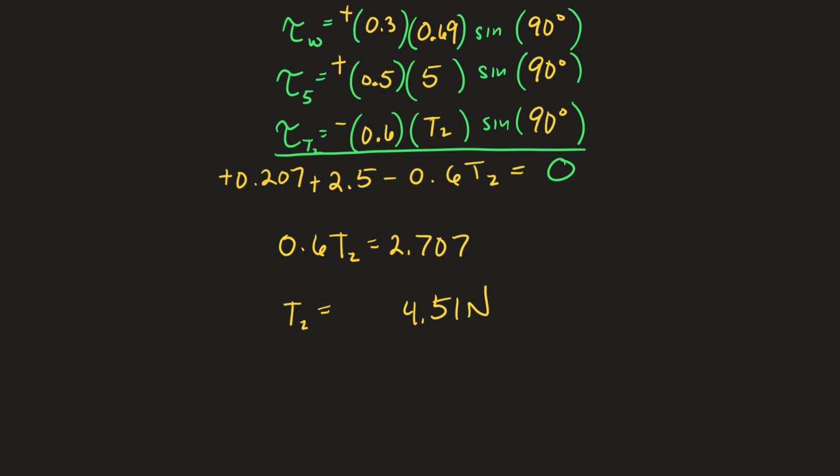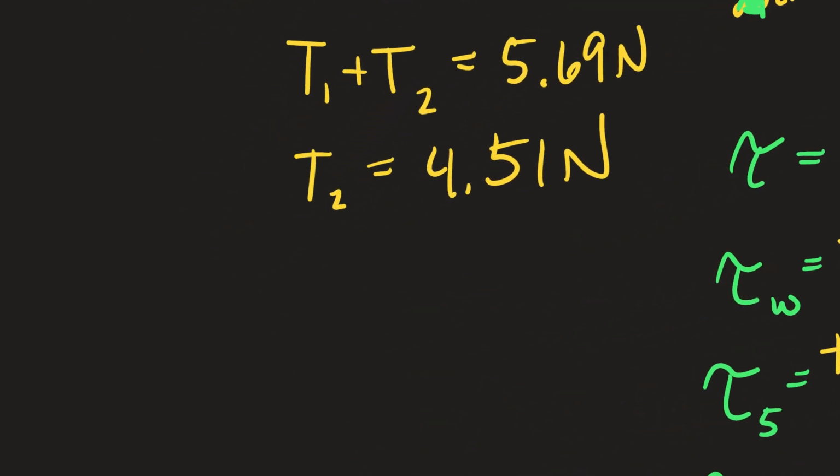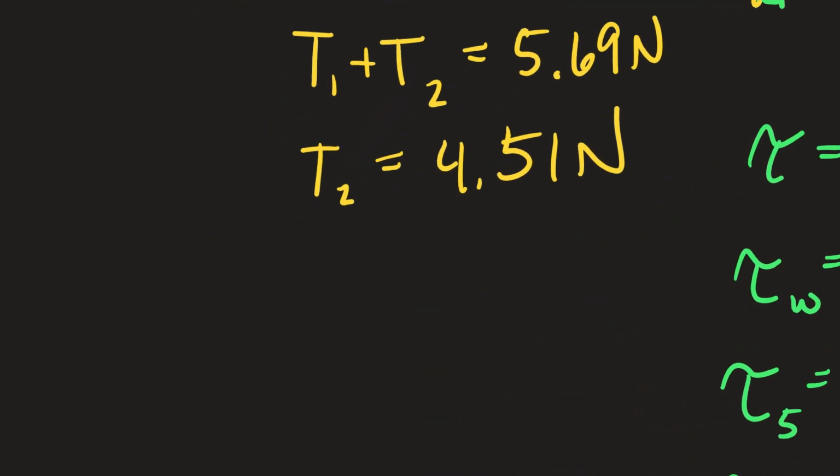Now, since I already have another relationship here, I can figure out what T1 is because I know they both have to add up to be 5.69. So 5.69 minus 4.51, and I get 1.18.